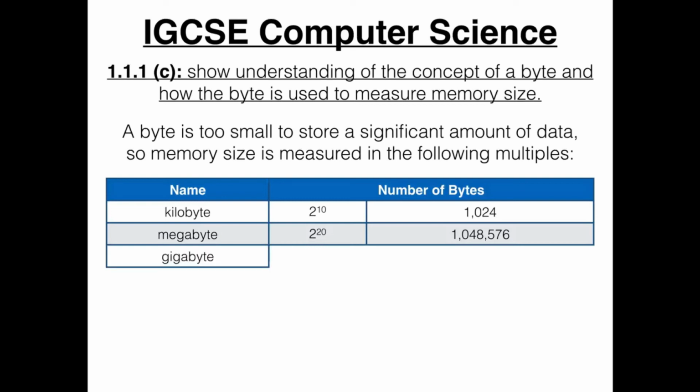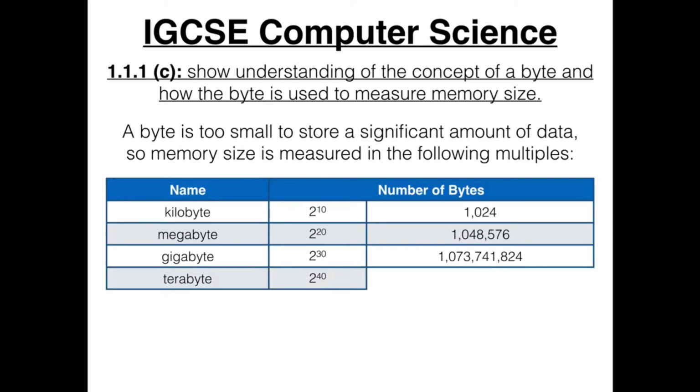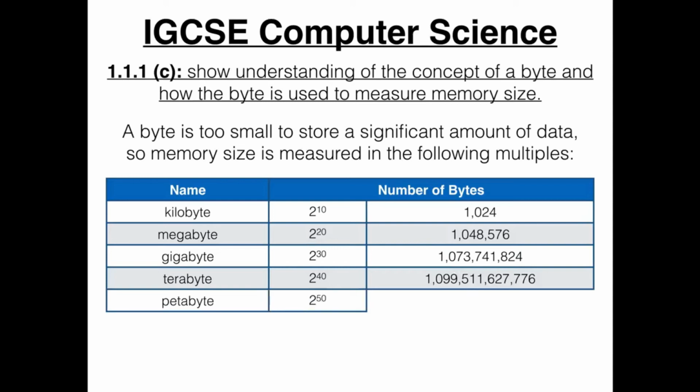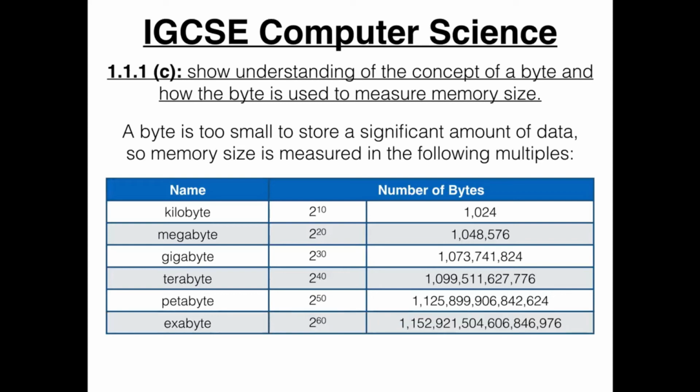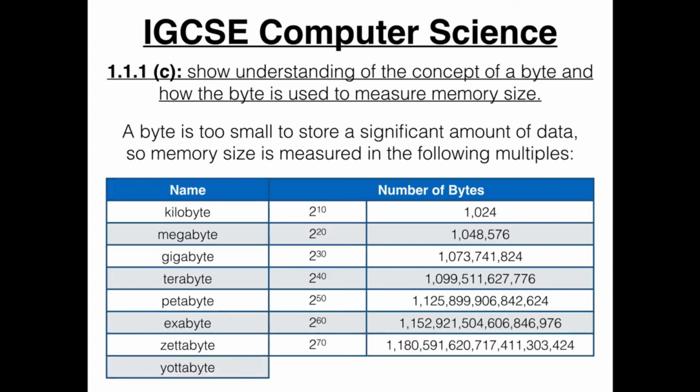And then there's gigabyte, which is 2 to the power of 30, which is also a really large number of bytes. Then there's the terabyte, 2 to the power of 40. This is, again, an even larger number. There's the petabyte, 2 to the power of 50, and again, they just keep getting larger. Exabytes, zettabytes, yottabytes, and they're pretty huge.